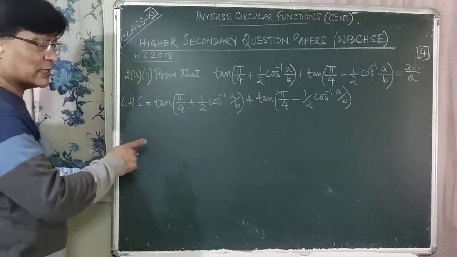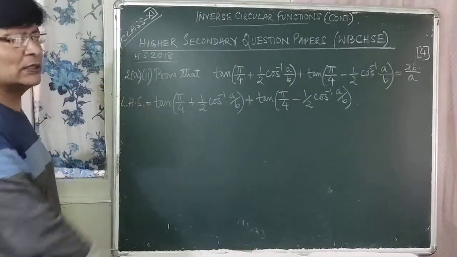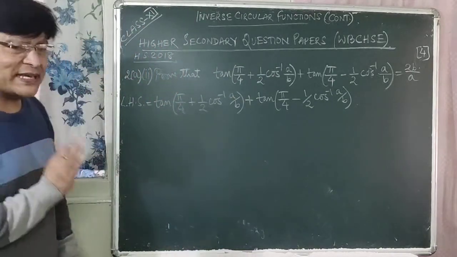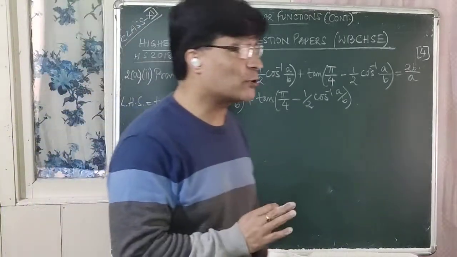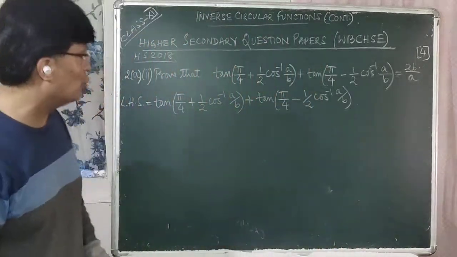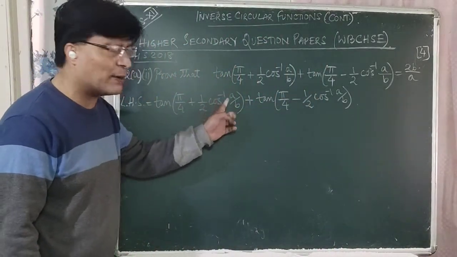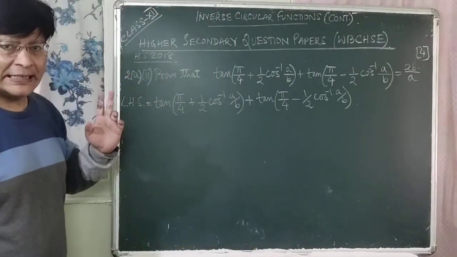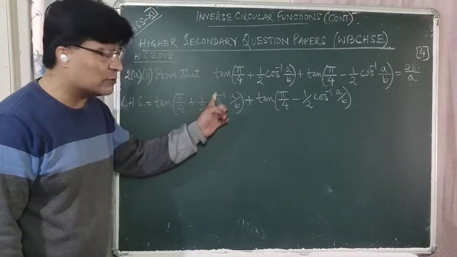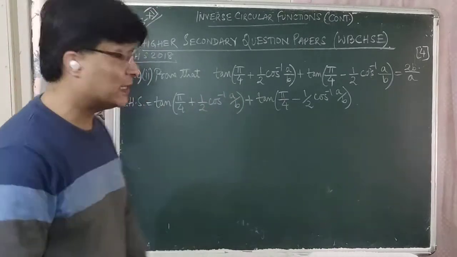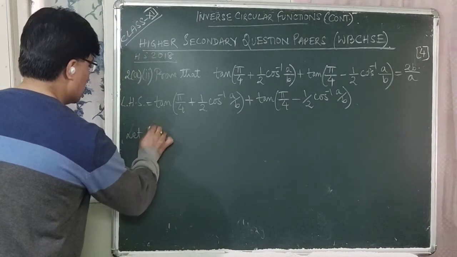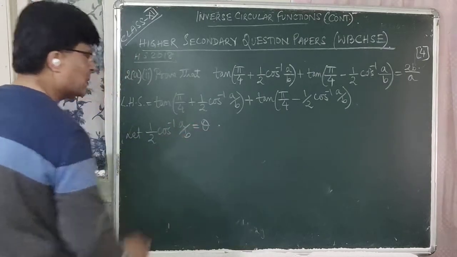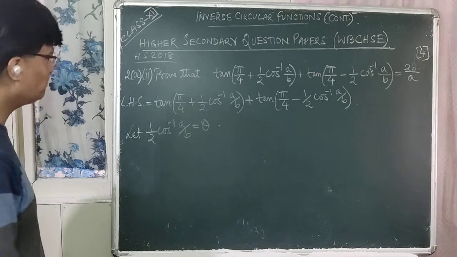So let us write down this left hand side again. So we have written down the left hand side. You can copy it also. To make this problem easier, let us assume this half cos inverse A by B as theta, right? So let half cos inverse A by B be equal to theta. Is that clear?